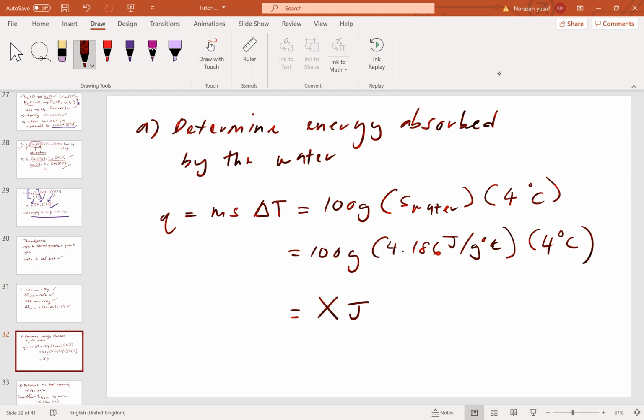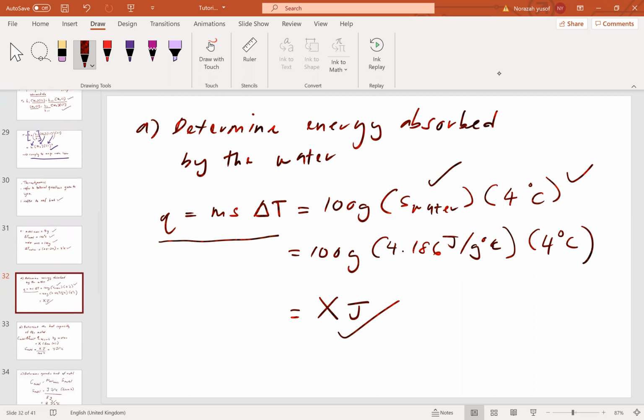So question A, determine the energy absorbed by the water. For the energy absorbed by the water, we use this formula, which is heat equal to mass times specific heat capacity for water. And the difference in temperature is 4 Celsius, 28 minus 24. So in the end, you will get a value, and let me name it as X joule. Remember, the unit must be suitable: gram, Celsius, and joule.